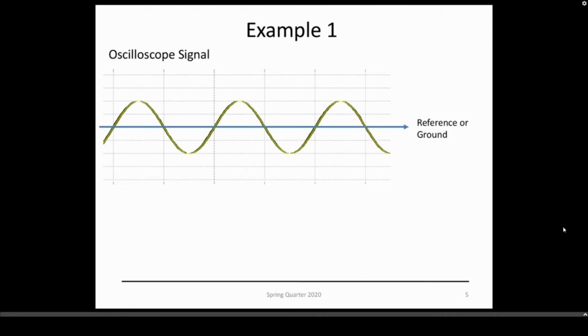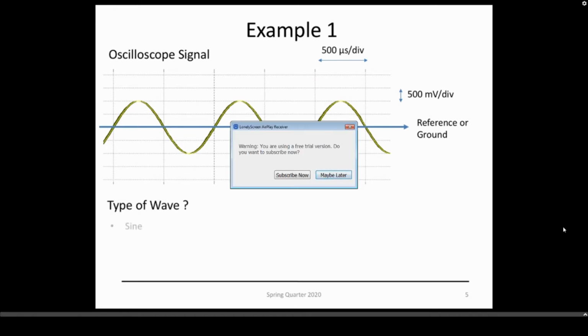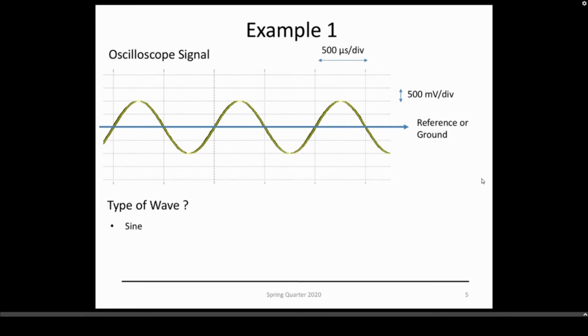Let's go over an example where we're going to see all these parameters applied. So here you can find a signal that can be a signal on an oscilloscope or on a piece of paper. I have my ground, my reference point in blue, and I also have how much information do I have per division. I have 500 millivolts per division on your y-axis and 500 microseconds per division on your x-axis, on your time axis.